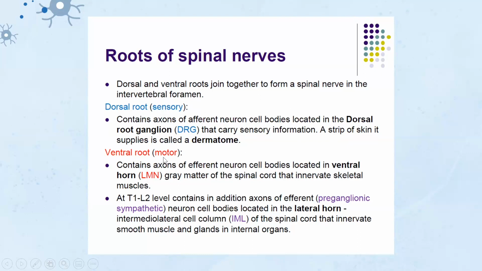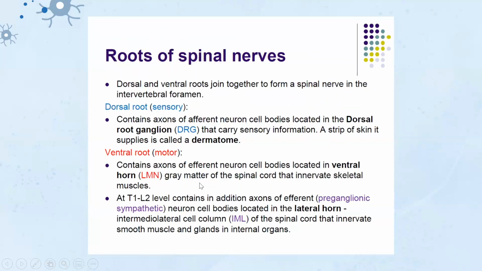The ventral root is the motor. So always, the dorsal root is the sensory and the ventral root is the motor. This is what you need to understand. The ventral root has the axons of the efferent neuron cell bodies located in the ventral horn, and they will go to innervate the skeletal muscles.